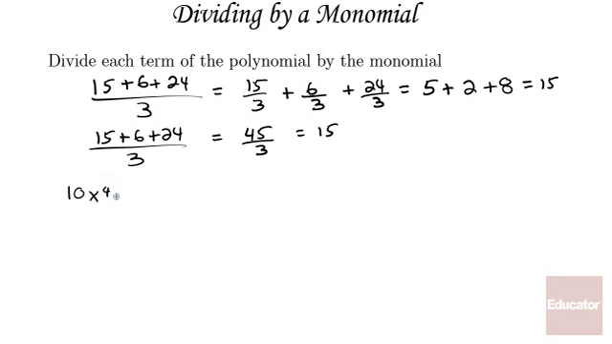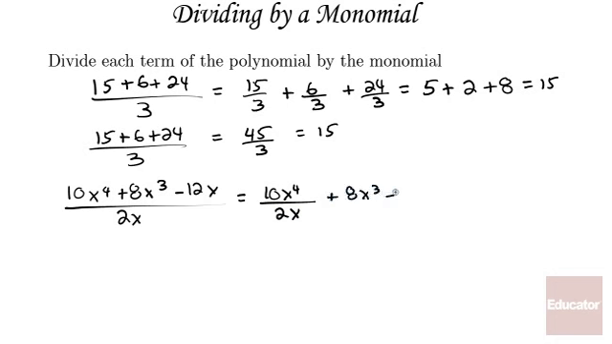For example, 10x to the fourth plus 8x to the third minus 12x, all divided by 2x. So looking at this up here as my example of how to handle it, I'm going to say, okay, this is equivalent to 10x to the fourth divided by 2x plus 8x cubed divided by 2x minus 12x divided by 2x. And this is a step you might do in your head or you might write out. 10 divided by 2 is 5. X to the fourth divided by x would be the same as saying x to the fourth minus 1, or x to the third. 8 divided by 2 gives me 4. X to the third divided by x is x squared. Here I have negative 12 divided by 2 is negative 6, and the x's cancel. So my result is 5x cubed plus 4x squared minus 6. And I handled that by dividing each term in the polynomial by the monomial separately.